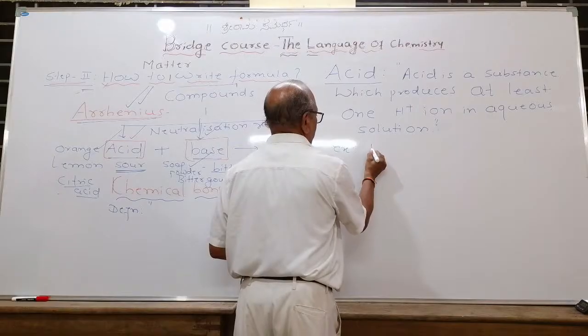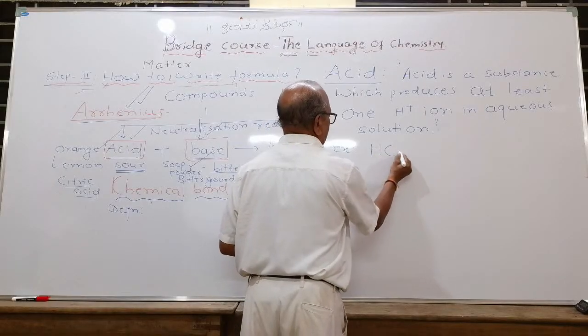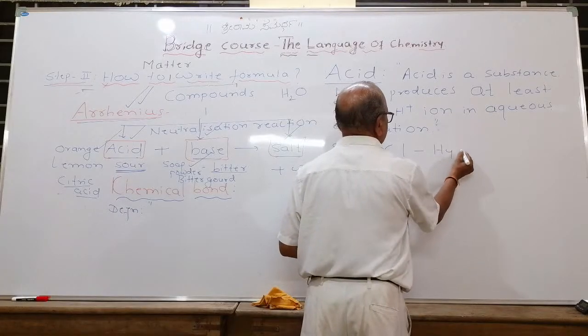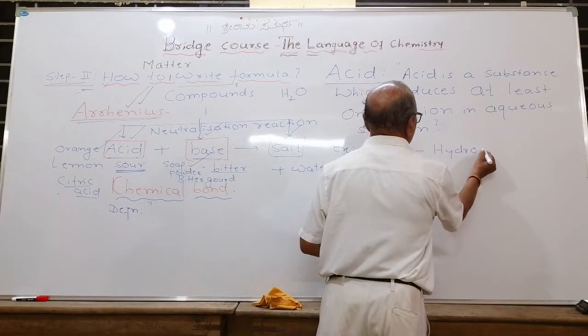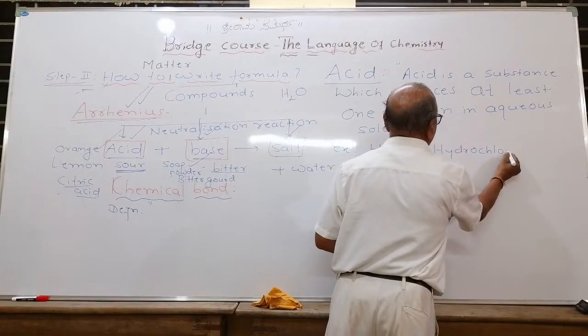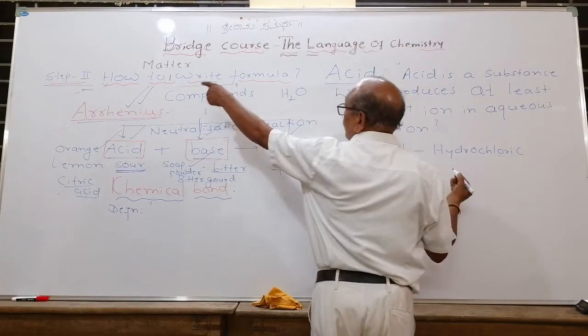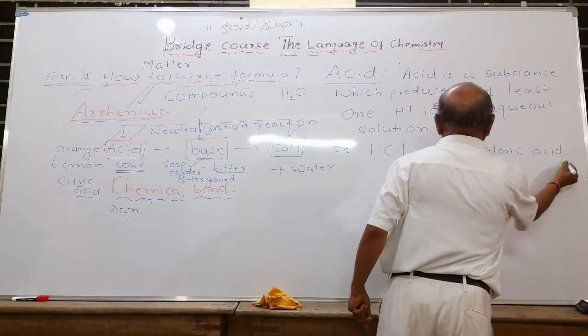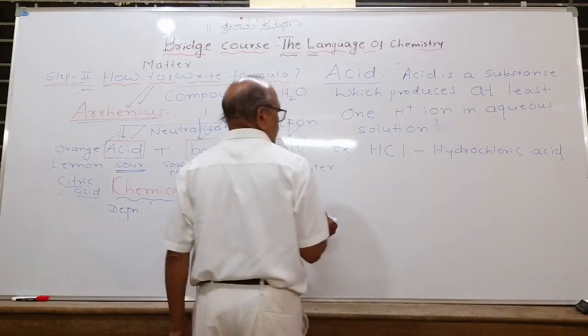Example, simplest acid I will start. This HCl is the symbol of the acid. You can note down the names of some important acids. It is called as hydrochloric acid. First step in learning formula is writing the formula of the acid, hydrochloric acid, right?